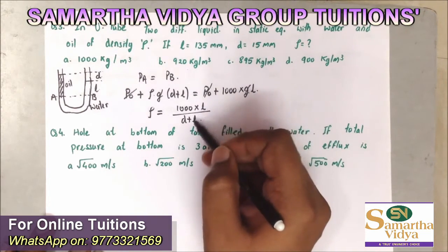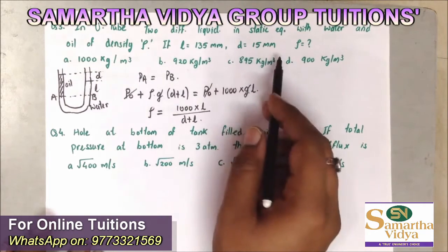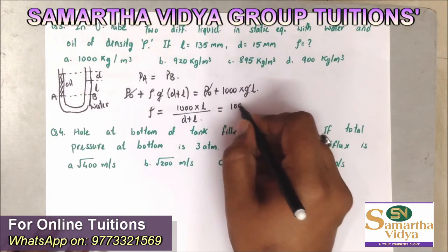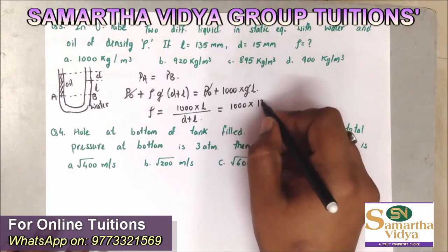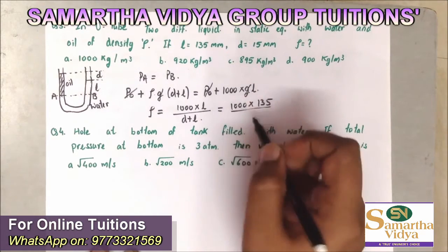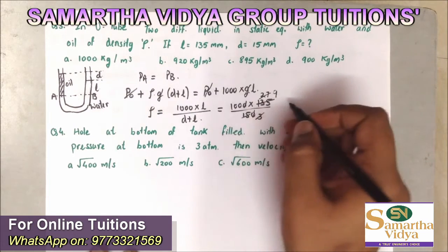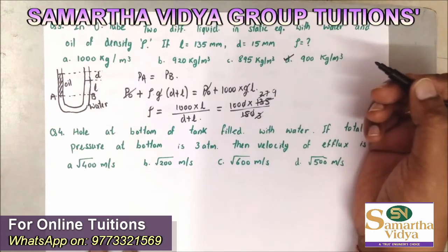Now since we have a ratio of lengths, we need not convert to meters. We'll keep it as it is. It becomes 1000 into L, which is 135, divided by 135 plus 15, which comes out to be 150. So it's going to be nothing but 900. So that's nothing but your option.